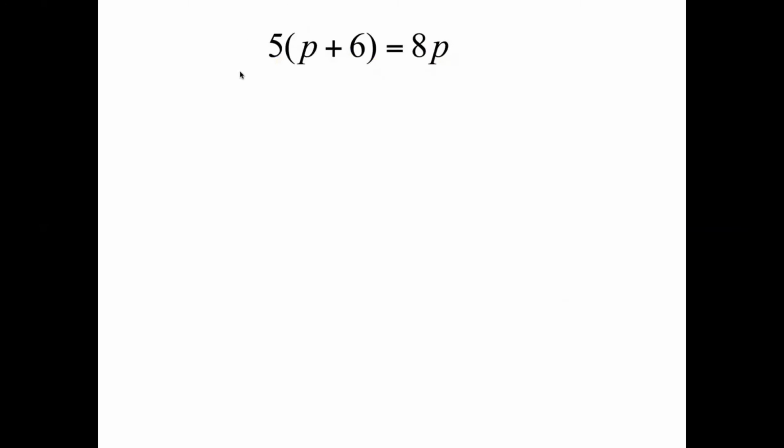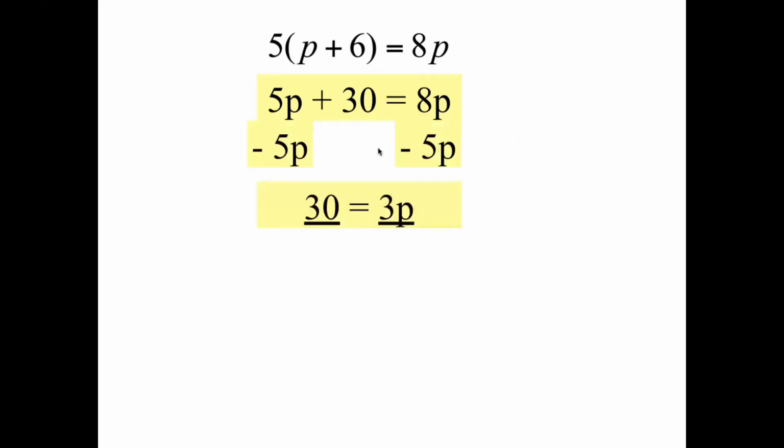Moving on, we have one with the distributive property. We'll go ahead and work this out. So we have 5 times p plus 6 equals 8p. First, distribute 5 to the expression inside the parentheses, since we want to eliminate the parentheses first. That would give you 5p plus 30 equals 8p. And now you can see that you could isolate your variable by subtracting 5p from both sides. And you have 30 equals 3p. Divide both sides by 3. And p equals 10.